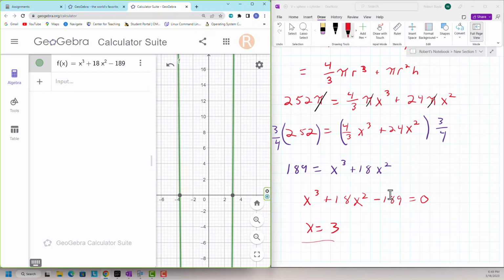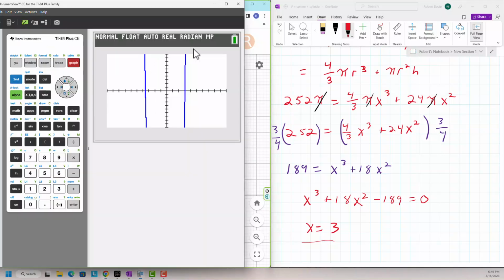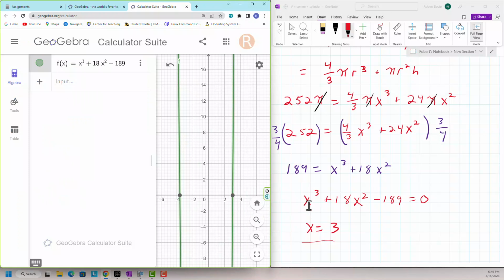But the main point I want to bring out is the fact that you do not need to solve this analytically. You can solve it any way you want, preferably graphically. You can use your graphing calculator. You can use GeoGebra, or you can evaluate this for x equals 1, 2, 3, 4, 5, 6. It's probably as high as you need to go, and you'll eventually find your answer.